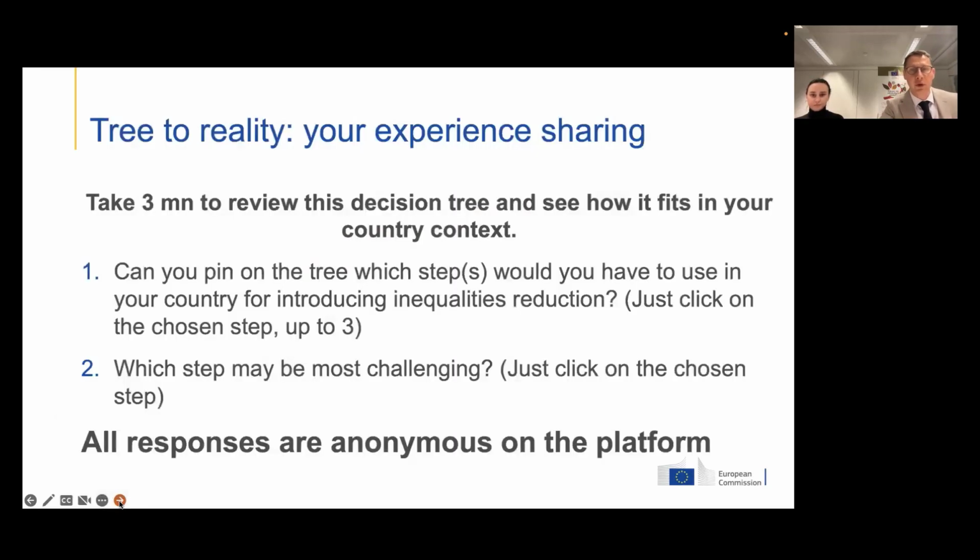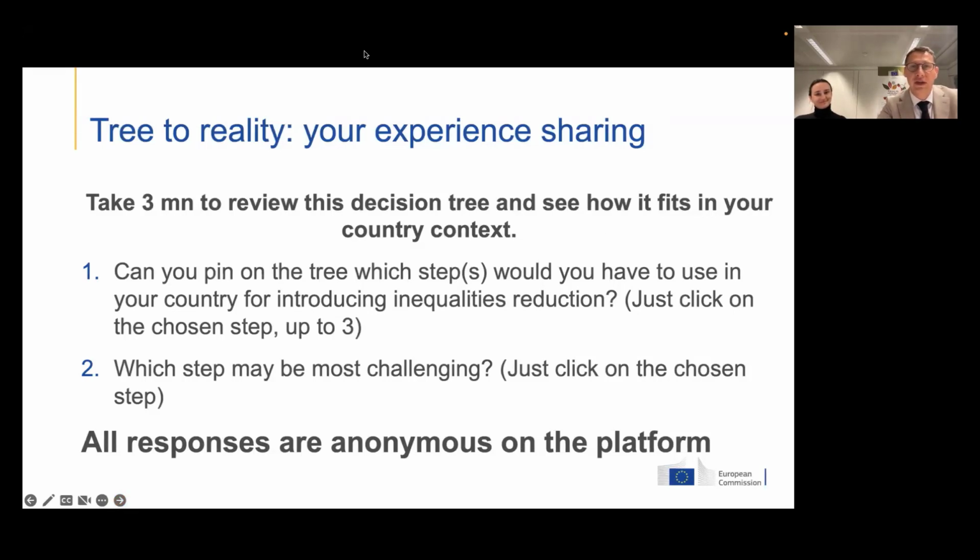Now, we don't want to keep you only listening to us and waiting. We would like you to be active with us. So we have planned, again, a little exercise where we would like you to feed back to us on what you would do with this decision tree. The point is to take 3 minutes, look at the decision tree again on your own, and see how it fits into your own country context. Could you pin 3 of the steps? We'll look at which of the steps you think are critical ones for your country. And in the second question, please let us know which one you think would be the most challenging in your country. It's all anonymous. I will remind you of that.